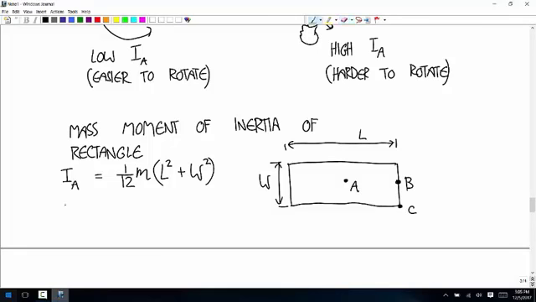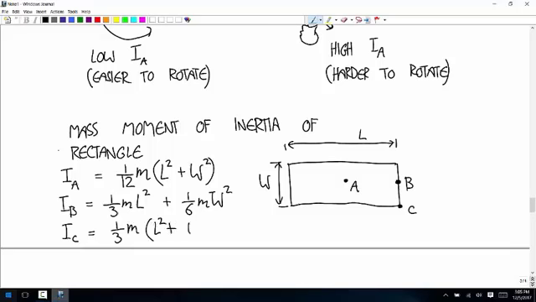If the axis of rotation is B, then you have 1/3 mass times length squared plus 1/6 mass times width squared. And if the axis is C, then you have 1/3 times the mass times the quantity L squared plus W squared.